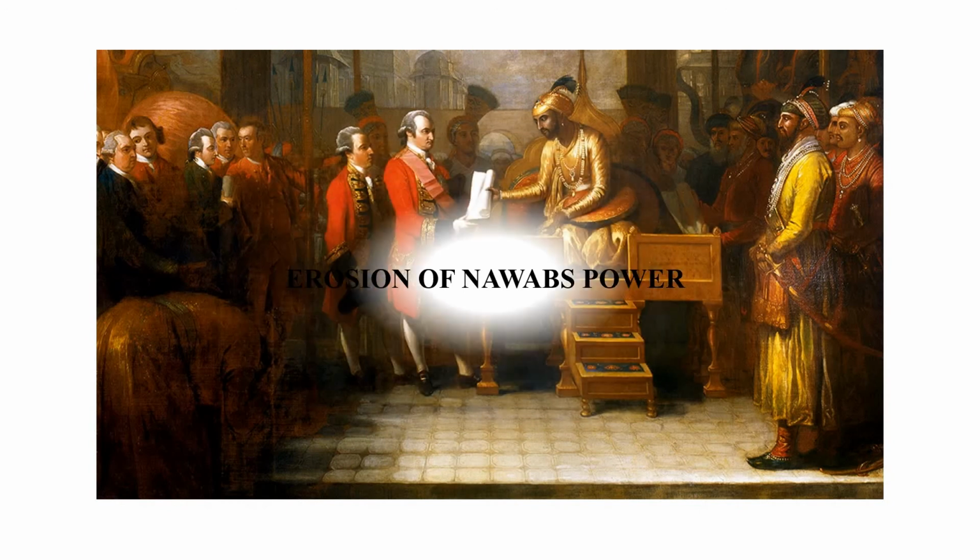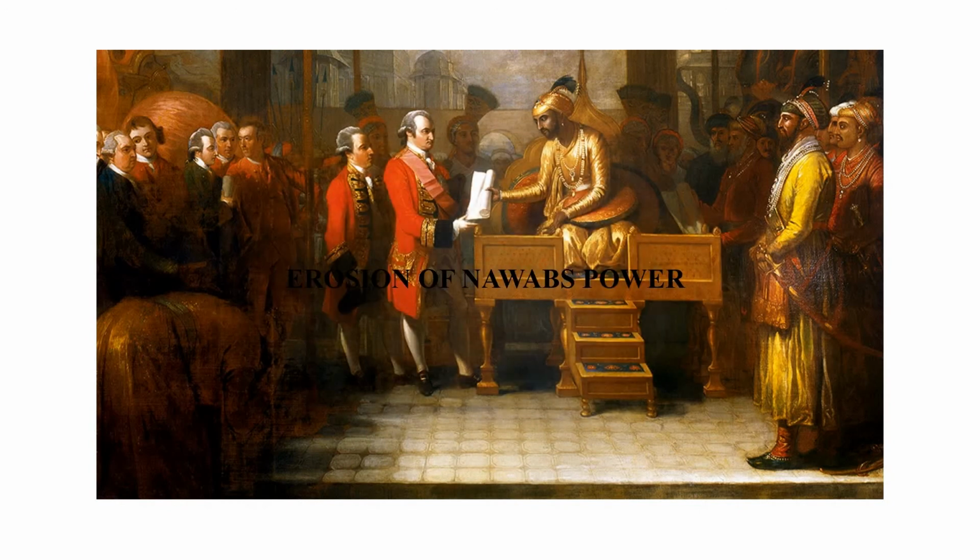Political causes. Erosion of Nawabs' power. The power of the Nawabs and Rajas had been eroding consistently since the mid-18th century. The British residents had been stationed in the courts of many rulers. The freedom of the rulers had been curbed, their armed forces disbanded, and their revenues and territories taken away. Thus, they had lost their authority, income, as well as honor.